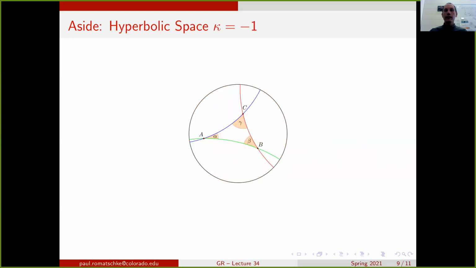Finally, let's look at hyperbolic space, where kappa is -1. In this case, we have a constant negative curvature, and the sum of the angles in the triangle in hyperbolic geometry happens to be always less than 180 degrees. So these are 3 possibilities for the triangle in 3 different geometries, and that in principle lets you tell in which geometry you are.